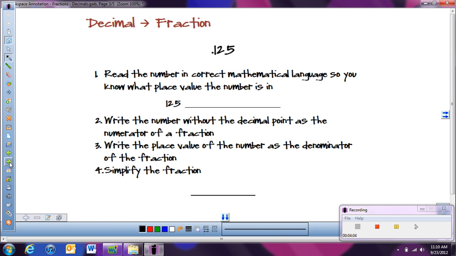Now let's say we're going the other way. Let's say that we have a decimal and we want to change it back into a fraction. So here's what I do. First thing I do is just read that number. How would we read it in mathematical language? I can see that it's in the tenths, hundredths, thousandths place. So this is 125 thousandths. That's what that number actually is. Thousandths.